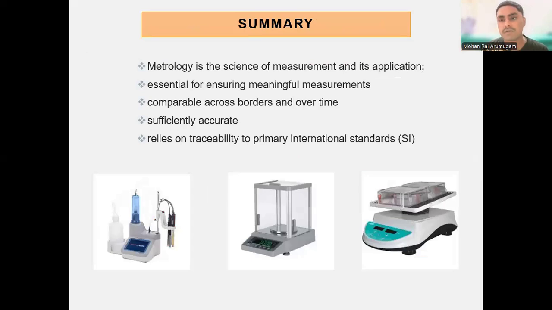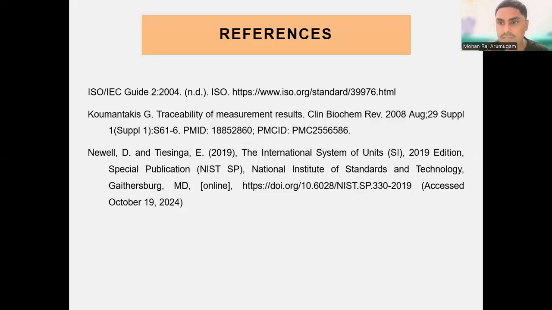So the summary of the presentation today is: metrology is the science of measurement, and its application is essential for ensuring meaningful measurements. It is comparable across borders and over time, and the results are sufficiently accurate. It relies on the traceability to primary international standards. This will be the reference for my presentation.